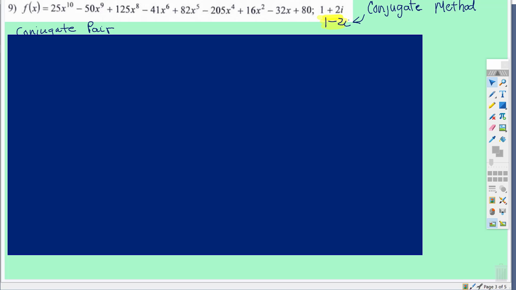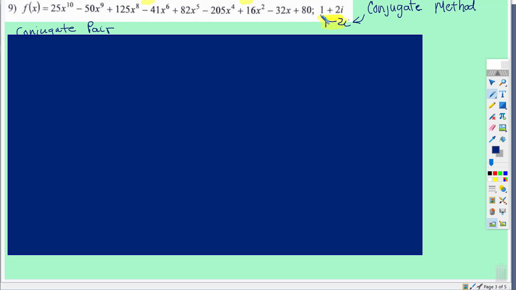Okay, now you've got a 10th degree polynomial. We're going to use the conjugate method rather than the grouping method, even though it's the same kind of setup. There's a missing power here, and there's a missing power here. So we could do 3 groups of 3 trinomials again, but let's do the conjugate method.